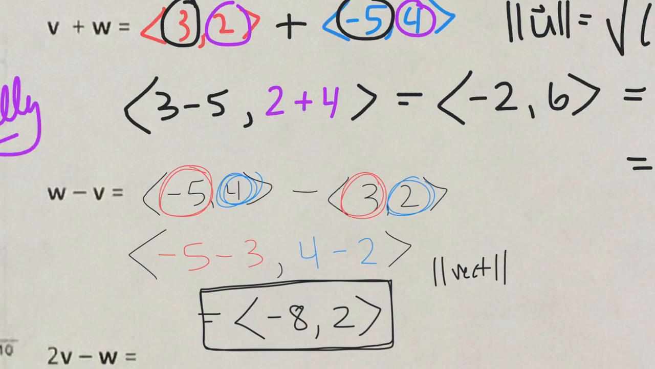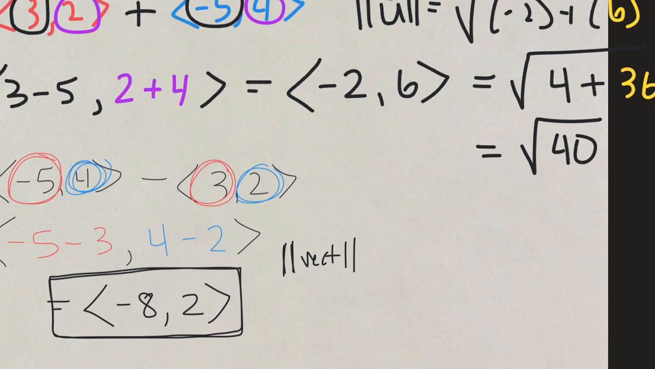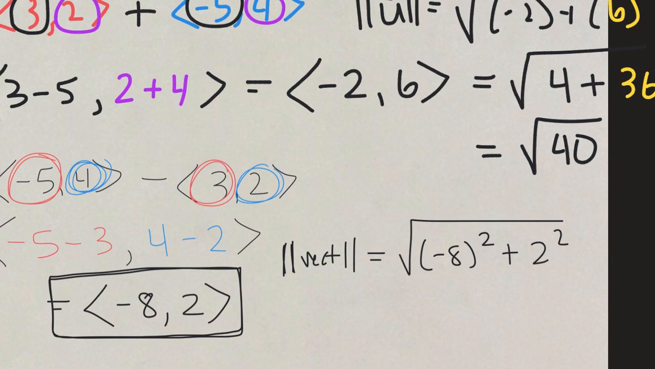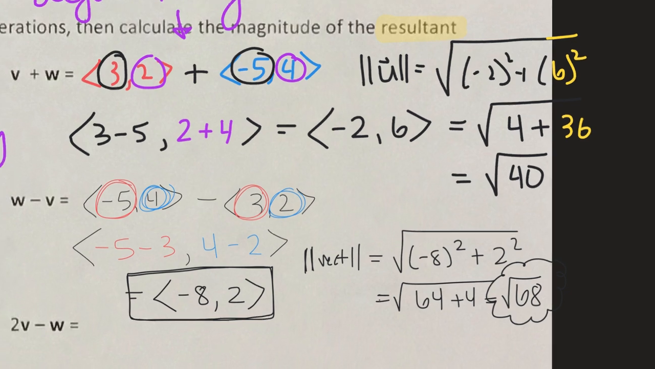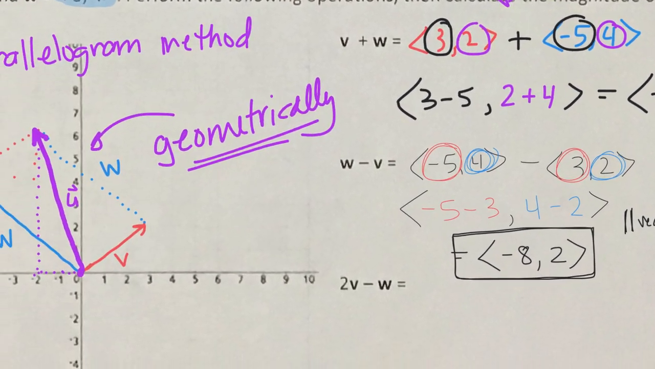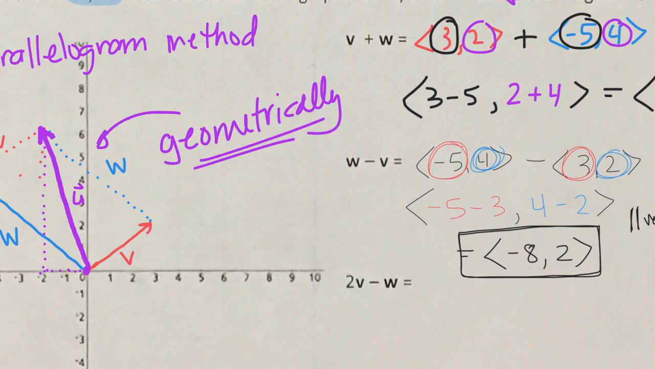So then what is the magnitude of this vector? So the magnitude is once again the Pythagorean theorem. So that's negative 8 squared plus 2 squared. I guess we don't need parentheses for a positive. Which is 64 plus 4, which is the square root of 68, which is, again, a little bit more than 8 if you're going to decimalize it. So let's see what that would look like if we were to do that on our grid over here.